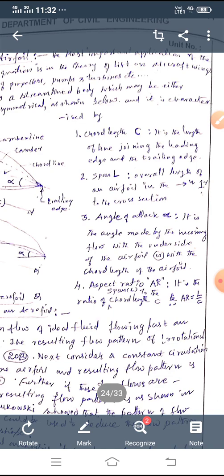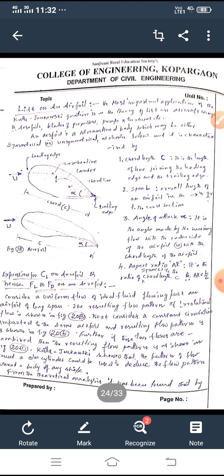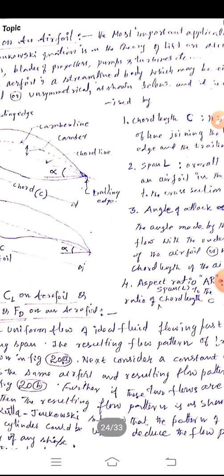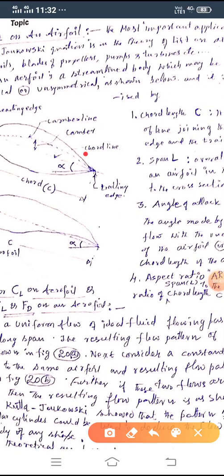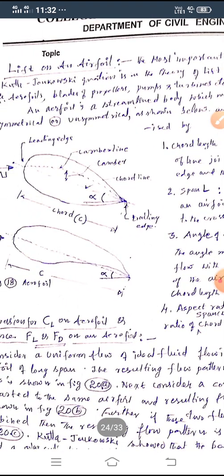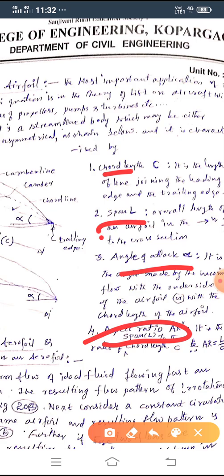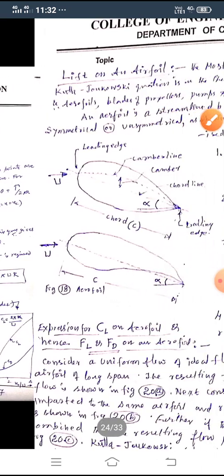Now, an airfoil is a streamlined body which may be either symmetrical or unsymmetrical, as shown here, which is characterized by chord length C, span L, angle of attack alpha, and aspect ratio AR. These things you can see in the figure.